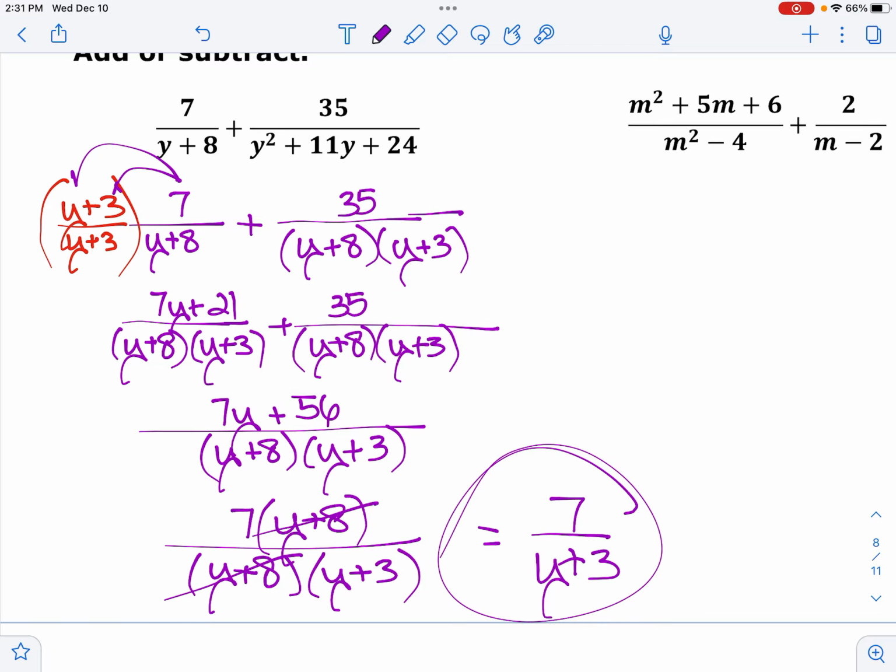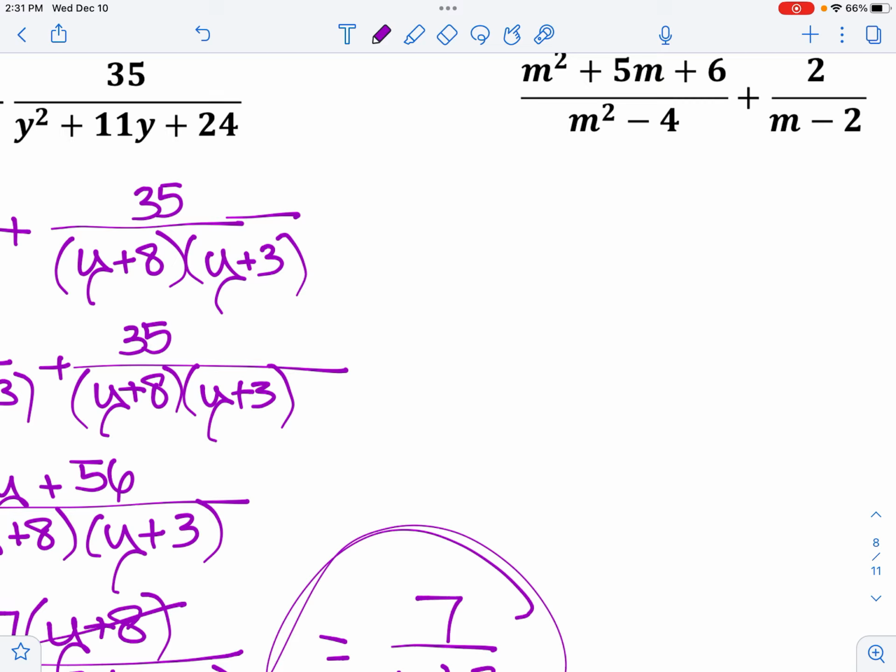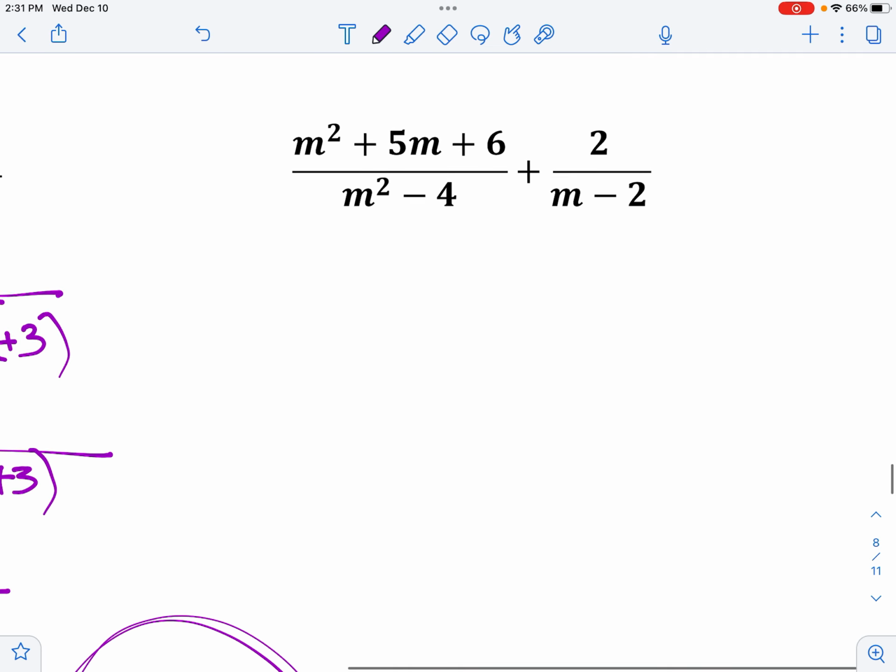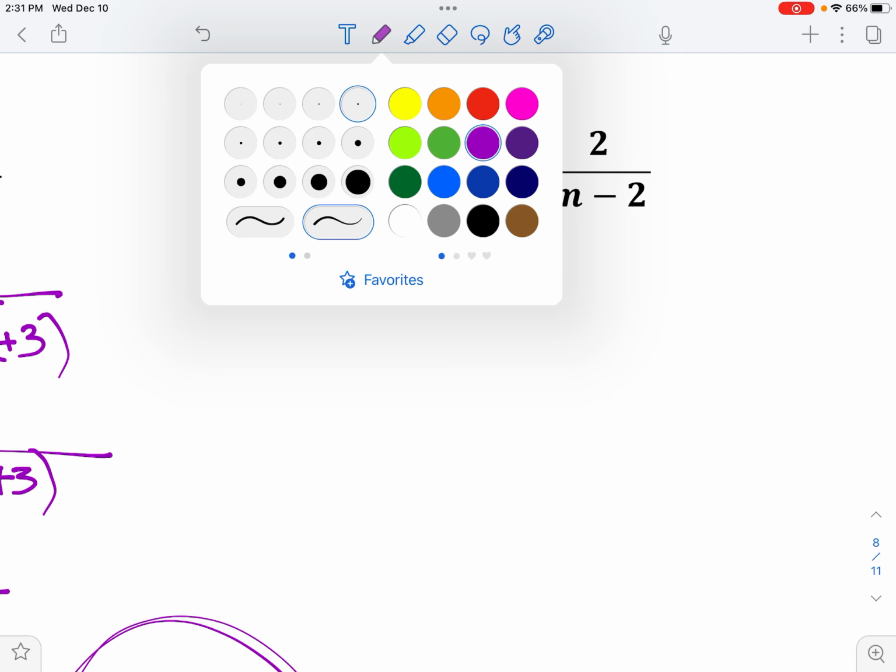There we go. Kind of a lot going on there, but a good problem. Again, your factoring being strong really helps. Okay, let's try another one.